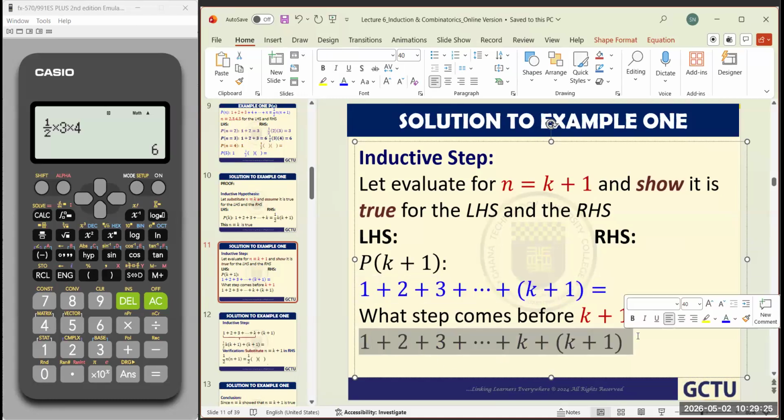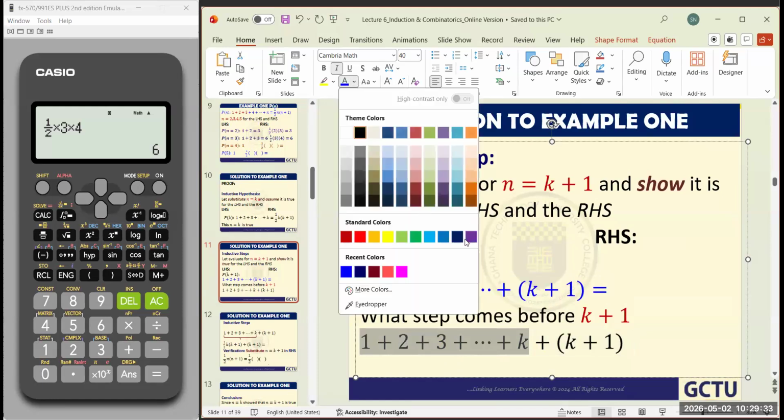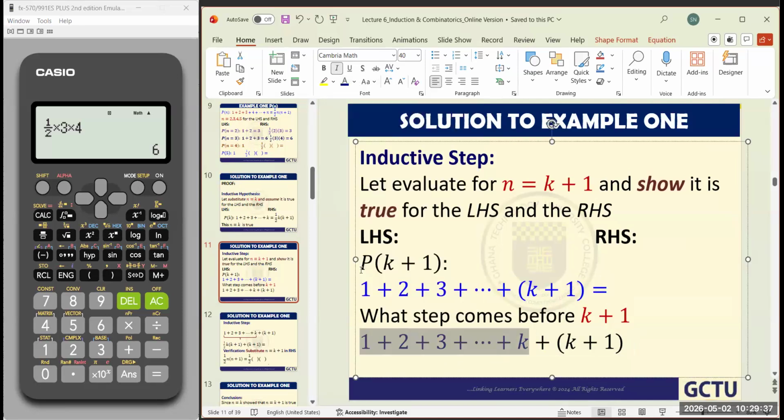Now, please watch carefully. You ask yourself from here, this 1, 2, 3, 4, 5 up to plus K, this particular example, this one, okay?